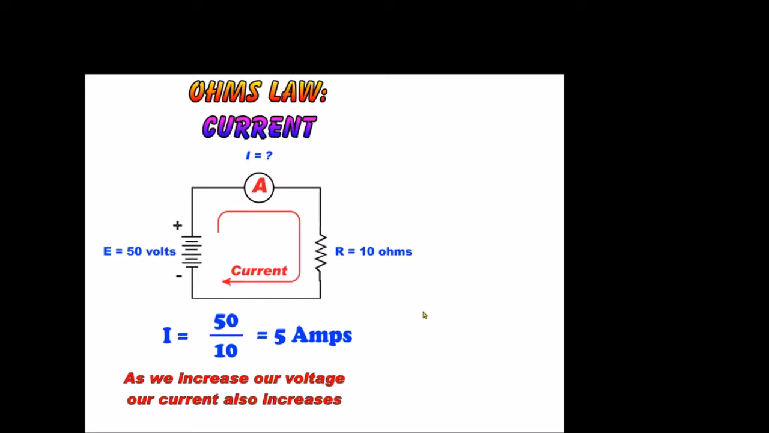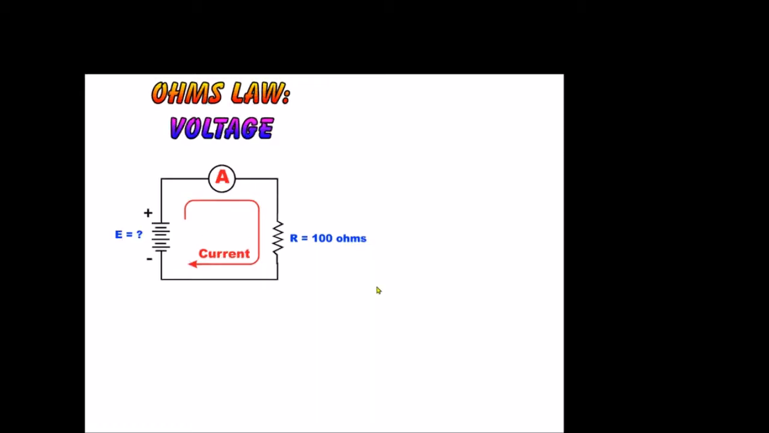All right, so we can do it a number of ways. If we increase our resistance, we reduce the current. If we lower our voltage, we'll reduce the current. If we increase our voltage, we increase our current. Okay, so they play off of each other.